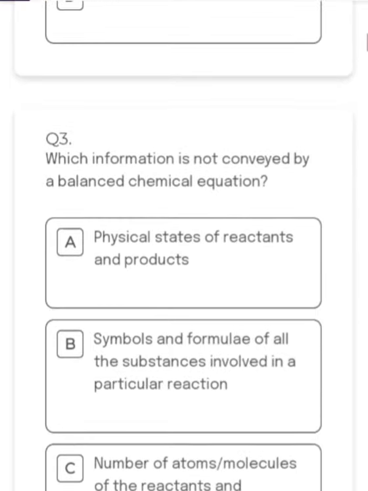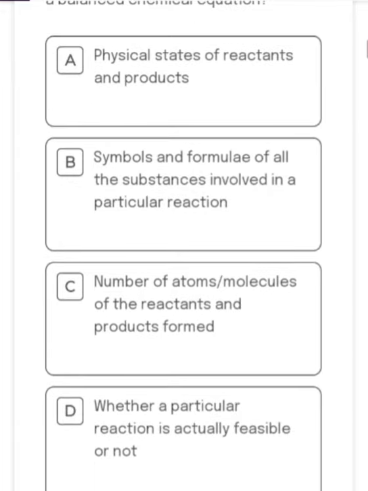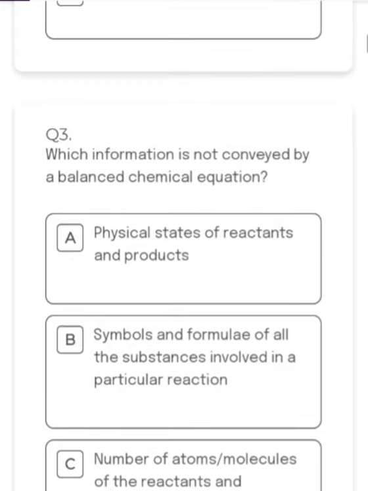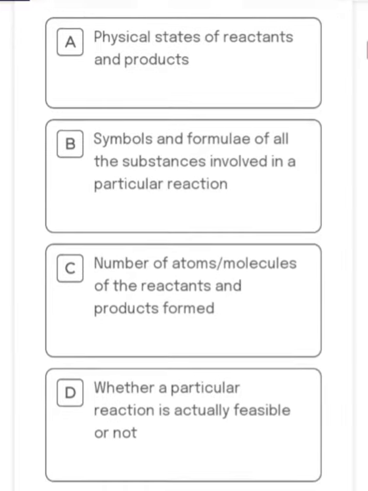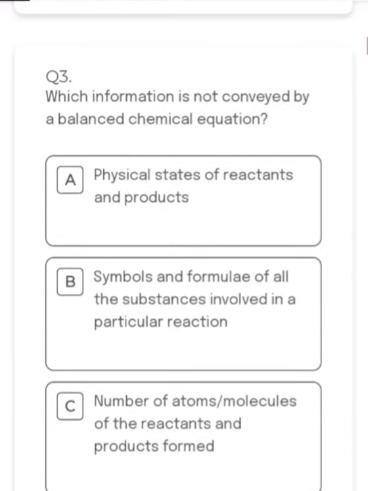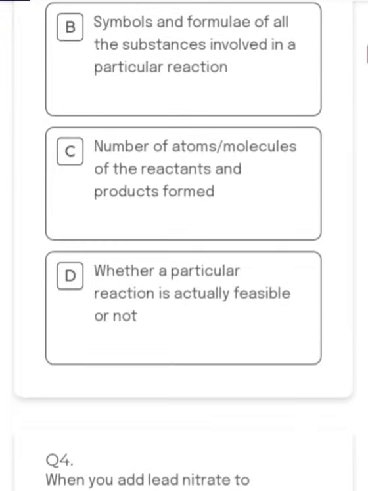Next question, which information is not conveyed by balanced chemical equation? Physical state of reactant and products, symbol and formula of all the substances involved in a particular reaction, number of atoms, molecules of the reactants and products formed. So all this information is conveyed by balanced chemical equation, but the information which is not conveyed by a balanced chemical equation is option D, whether a particular reaction is actually feasible or not.